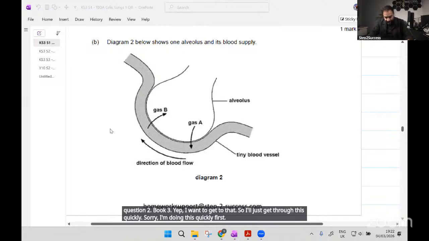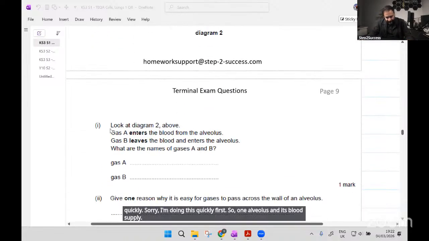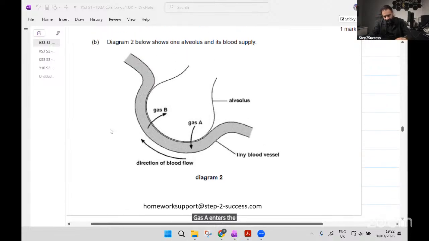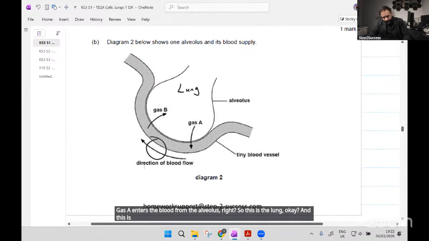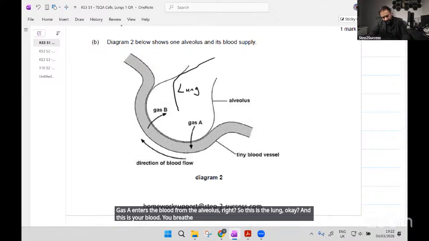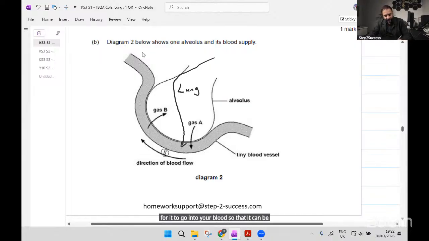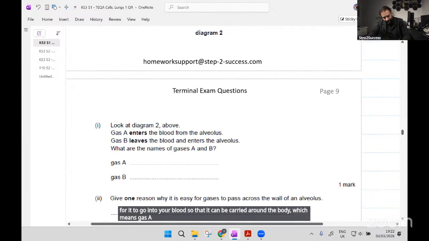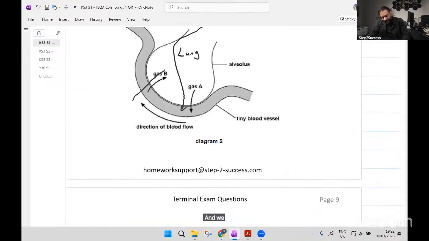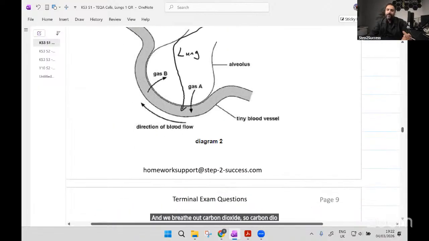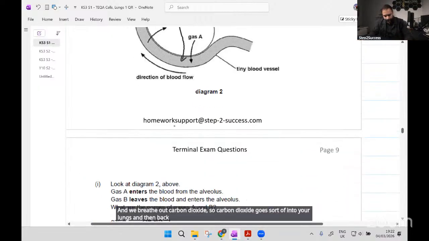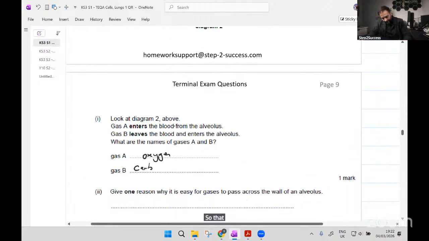This shows one alveolus and its blood supply. Gas A enters the blood from the alveolus, right? So this is the lung, okay? And this is your blood. You breathe in oxygen for it to go into your blood so that it can be carried around the body, which means gas A must be oxygen. And we breathe out carbon dioxide. So carbon dioxide goes into your lungs and then back out through your mouth. So that would be carbon dioxide.